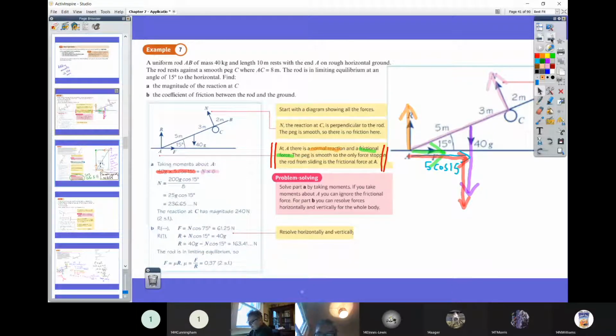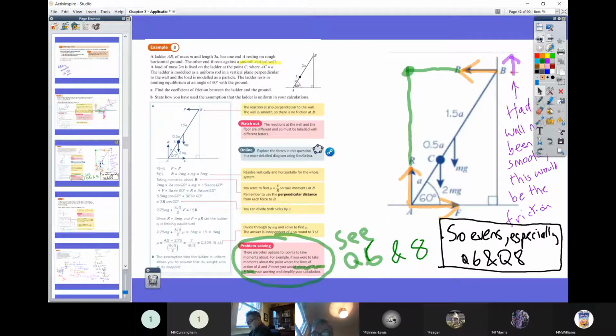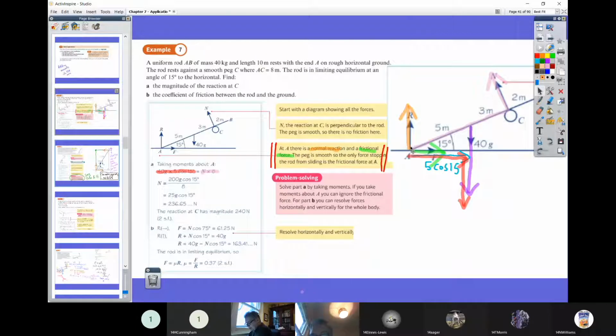Now in example 8, lots of points I wanted to make here. Oh, by the way, I meant to say on example 7, because I've taken moments about A, the normal reaction R and the friction were taken out of the equation. So when I took the moments on example 7, it was only the weight and the normal reaction up here at N that were part of my moment. So take moments about whatever eliminates the most points.